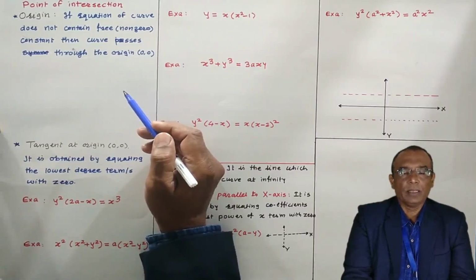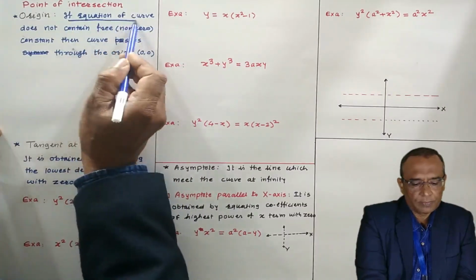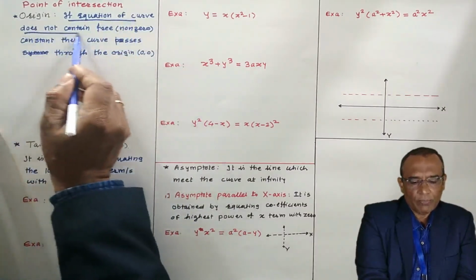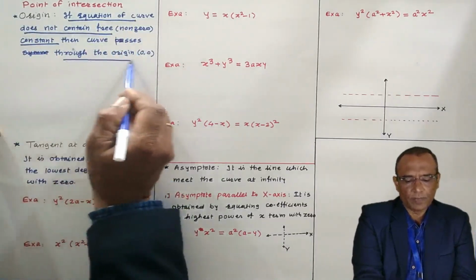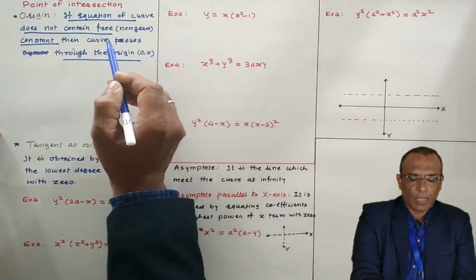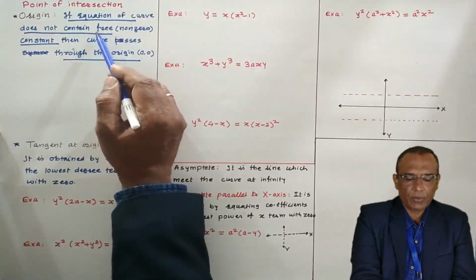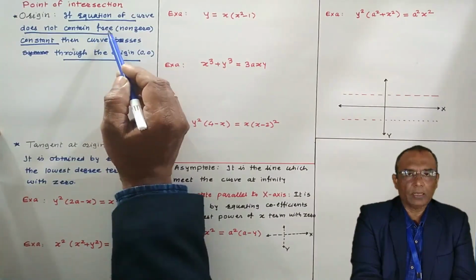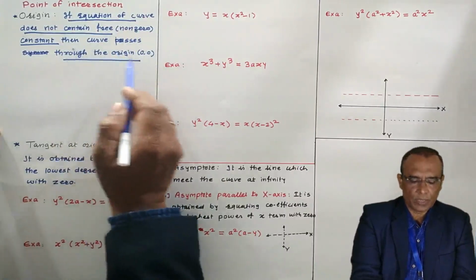Now, whether the curve passes through the origin or not, how to check it? If the equation of the curve does not contain a free constant term, then the curve passes through the origin. Okay, these 0, 0 are the coordinates of the origin. I repeat, if the equation of the curve does not contain a free constant term, and that constant term should be non-zero, then the curve passes through the origin.